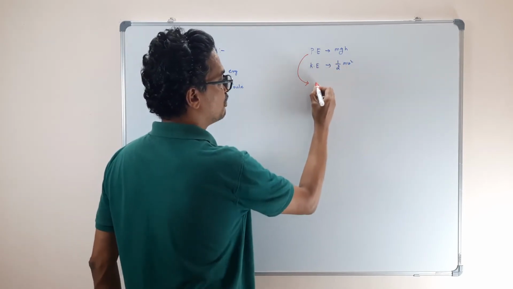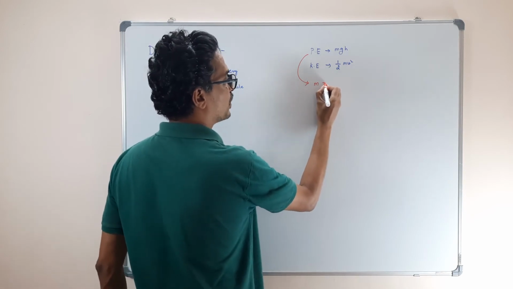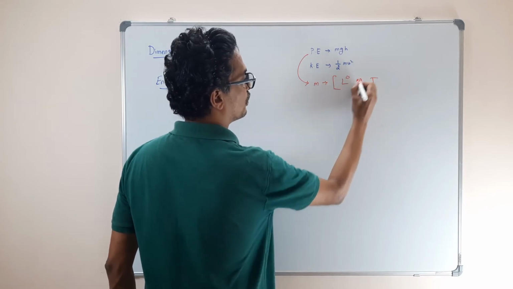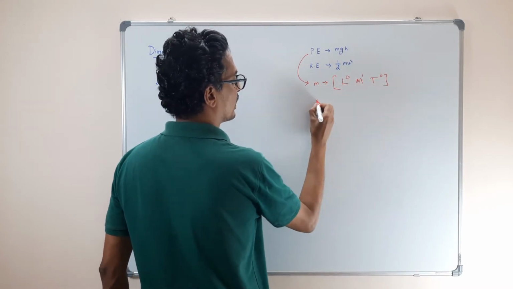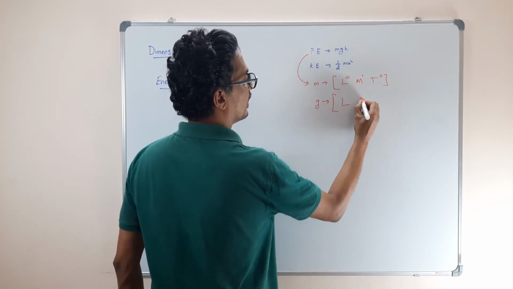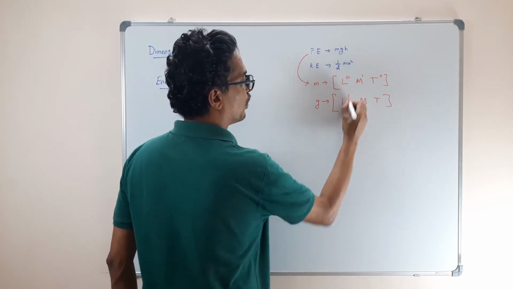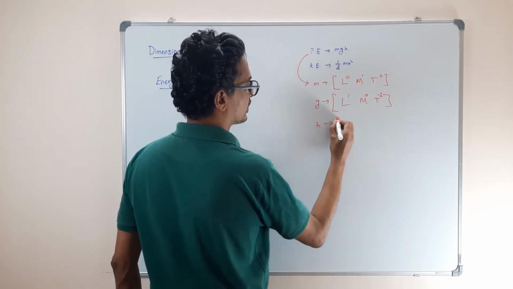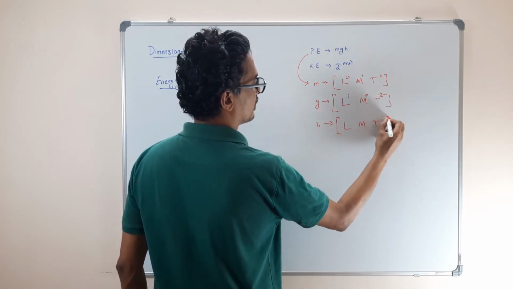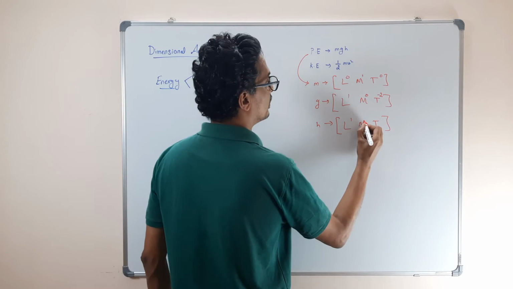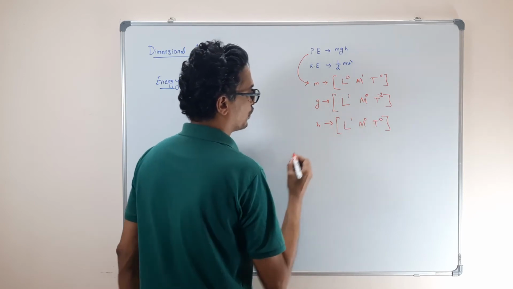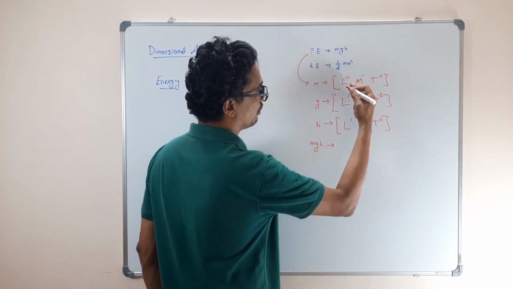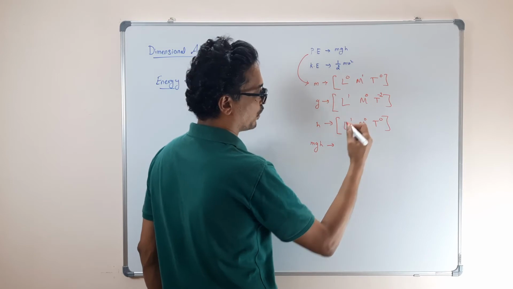What is the first one? Mass. Let us write the mass dimension: L0 M1 T0. Gravity: L1 M0 T minus 2. And h is a length: L1 M0 T0. So mgh will have a dimension obtained by multiplying all three, correct? So L will be 0 plus 1 plus 1, correct?